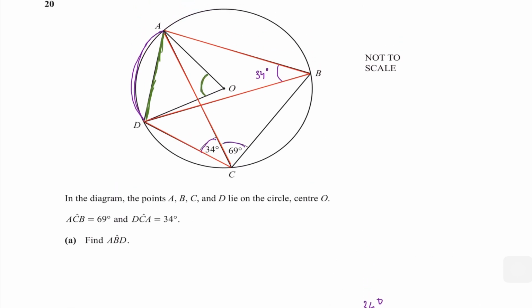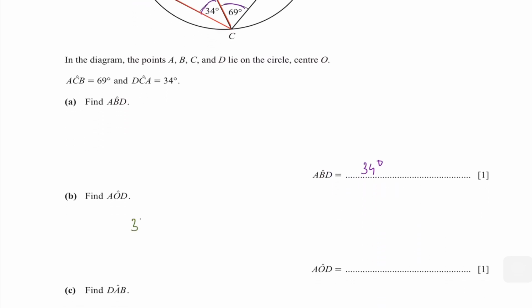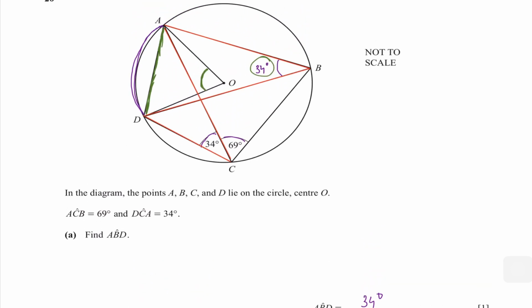The next angle that you have to find is AOD. AOD is the angle at the center. So we can see that the angle at the circumference is 34. So the angle at the center is going to be double of that, which is going to be 68 degrees. So here we have angle AOD, which is 68 degrees.